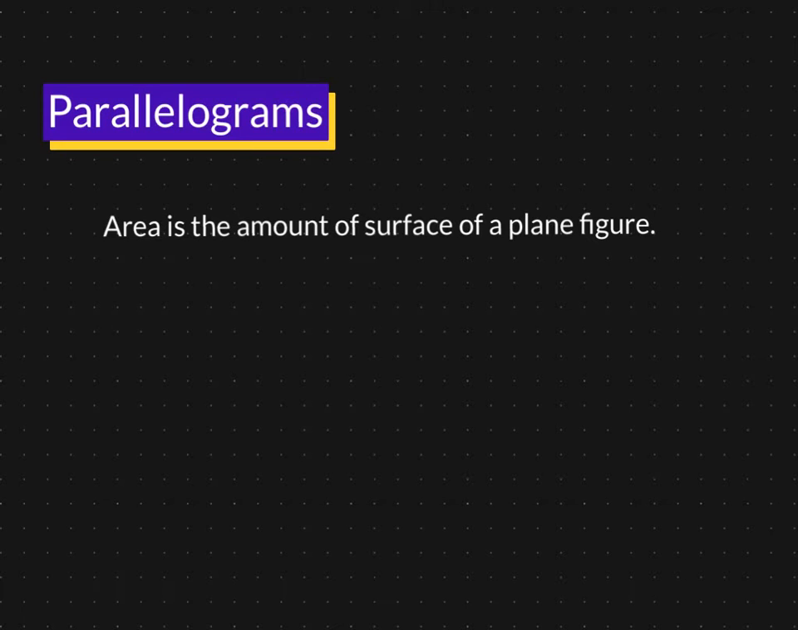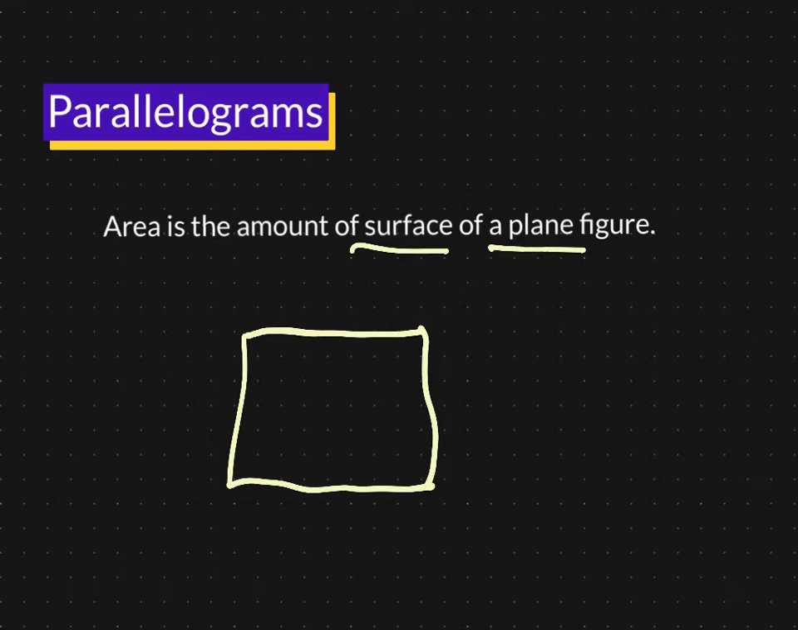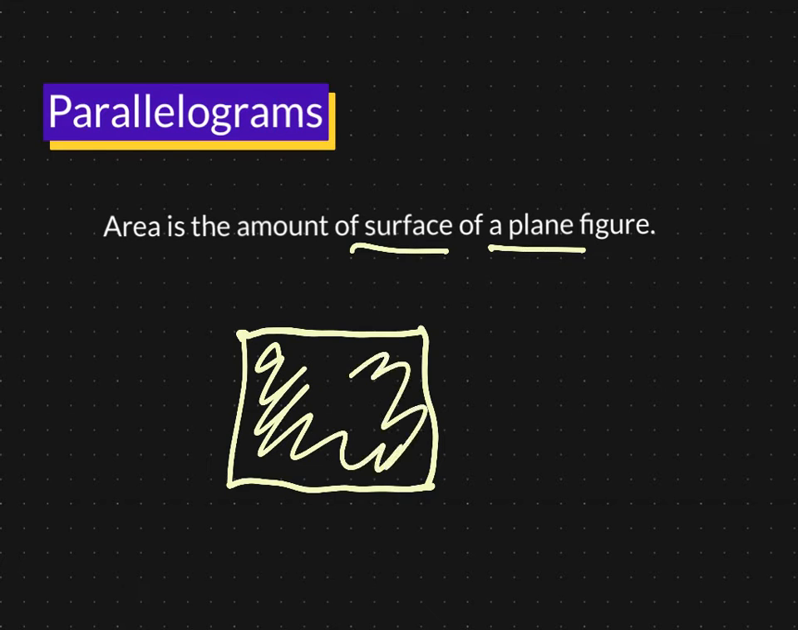Area of a parallelogram. Area is the amount of surface of a plane figure, and a plane figure is a flat figure, such as a square or a circle. So if perimeter is the length around the outside, then area is the amount of surface inside the figure.